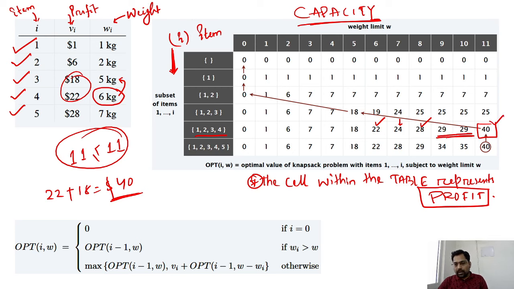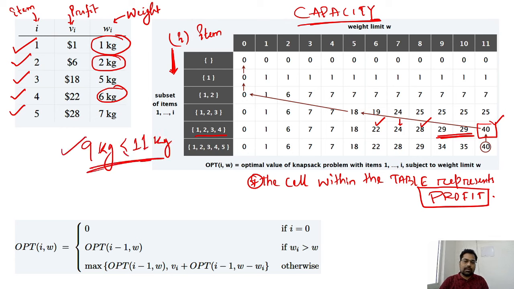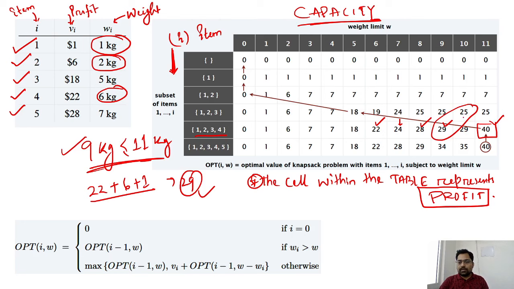And before that, the value which we got right now, we will be just checking with the 10. So 10 could be formed by just adding the items 6, 2, then 1. In this case, it is 9 kg. Is it within 11 kg or not? So we say yes. So in this case, what we have to do? 22 plus 6 plus 1. So it is $29. So $29 is updated. And here this will be inherited from the previously greater one. We have to check which one is greater. The greater value will be updated here. Okay, so we got this value from that side. Clear?